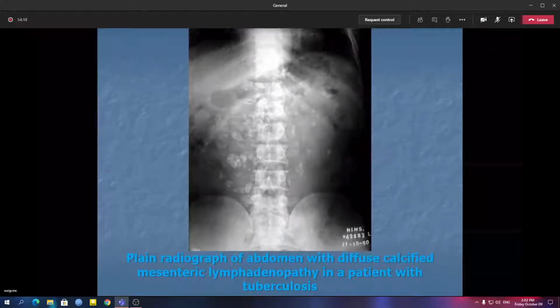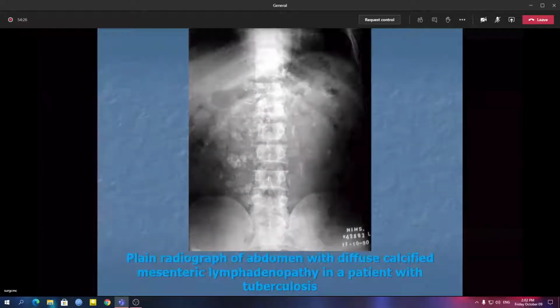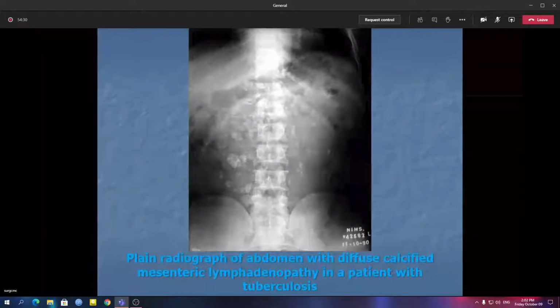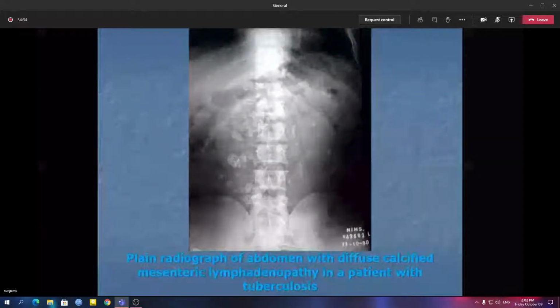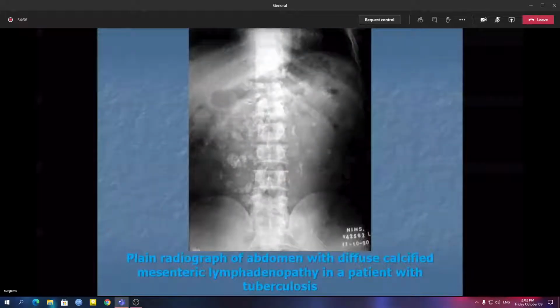This is another atypical X-ray. Multiple calcifying nodes in a patient of tuberculosis. Rarely visible, but still, as I have one, I am just showing you one. Again, please remember the radio opaque shadows in abdomen. It is often asked. The calcifying nodes, fecolith, phlebolith, all that list. Please remember.